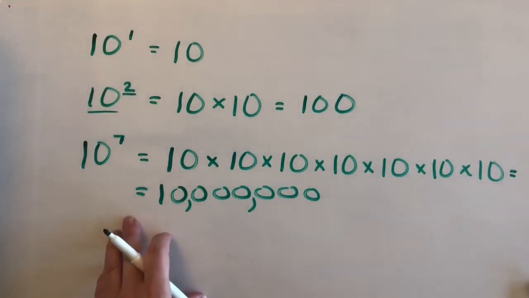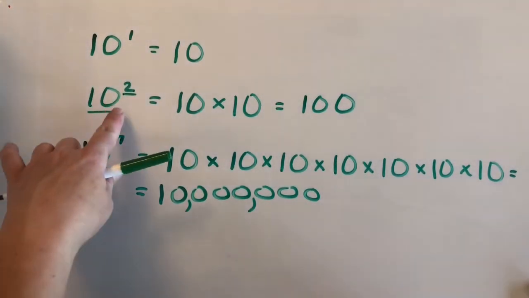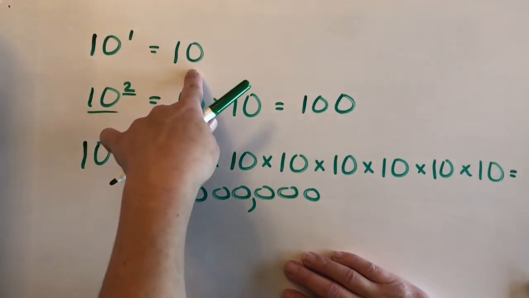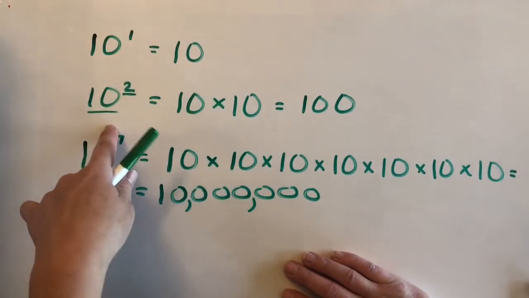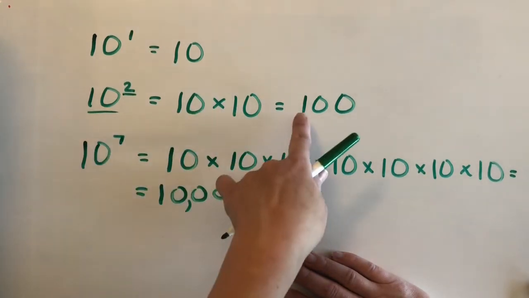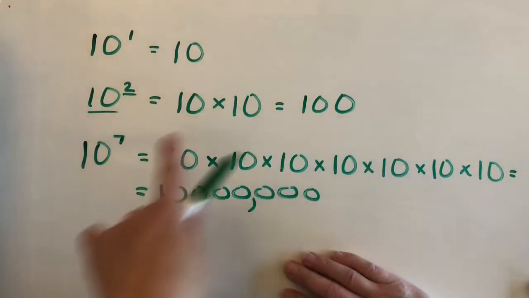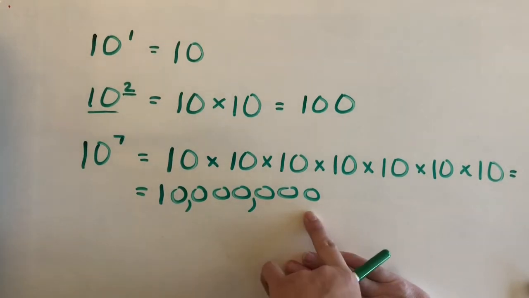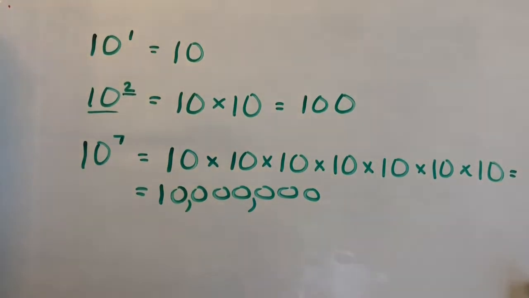Now this is pretty incredible to know. So if you look back up here, 10 to the first power only had 1 zero in the standard form. 10 to the second power, the standard form had 2 zeros behind it. 10 to the 7th power has 7 zeros behind it. So this is just a clue to help you in the future. Okay, now let's do some practice problems when solving using powers of 10.